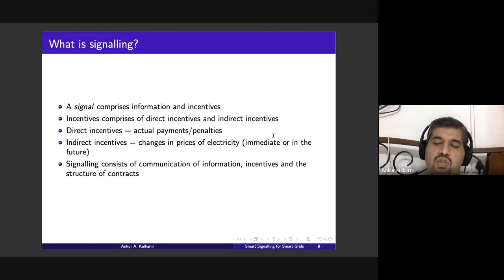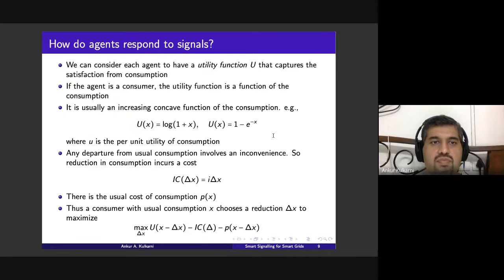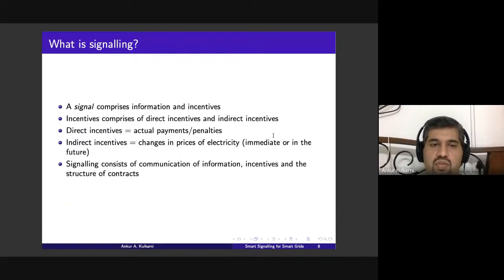So what I hopefully have been able to do by now is convince you about the need and the importance of signaling in a smart grid, and at least intuitively tell you what signals comprise in the smart grid context. We'll take a concrete example in a moment, but before I get to that example, I will need to build up a little bit of theory, and that's what I plan to do next.